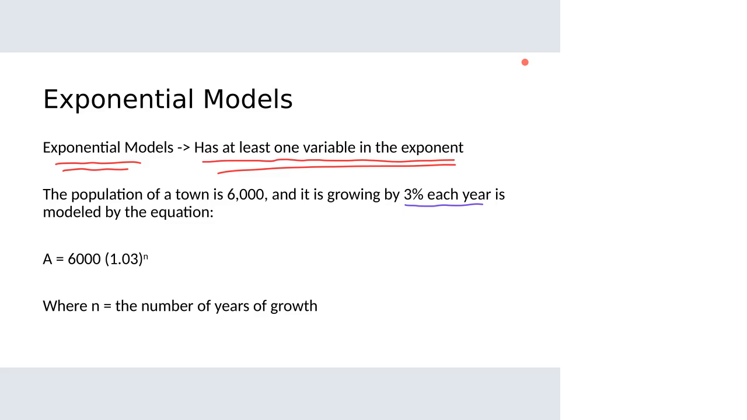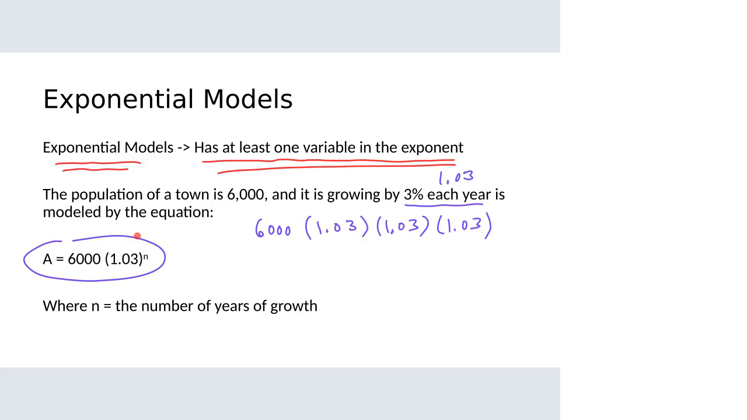So we can multiply by 1.03 to get the next year's population. If I want the population of this town after 1 year, I can multiply by 1.03. If I want the population after 2 years, though, now I need to multiply by 1.03 again. And if I want the population after 3 years, I need to multiply by 1.03 again. And that's how this model gets built.